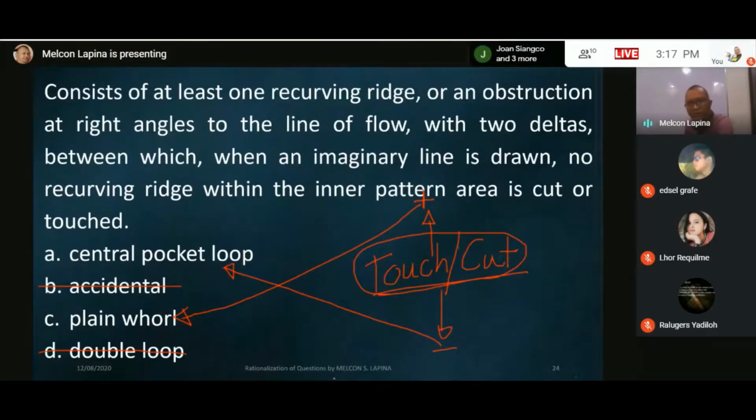It consists of at least one recurving ridge or an obstruction at right angles to the line of flow, with two deltas between which, when an imaginary line is drawn, no, negative yan. Recurving ridge within the inner pattern area is cut or touched. Answer is letter A, central pocket loop whorl. Because ang point of difference between plain and central, sa nasabi natin, yung concept of touch at saka cut. Sa plain whorl, ma-cut or touch. Central pocket loop whorl, no recurving ridge within the inner pattern area is cut or touched.